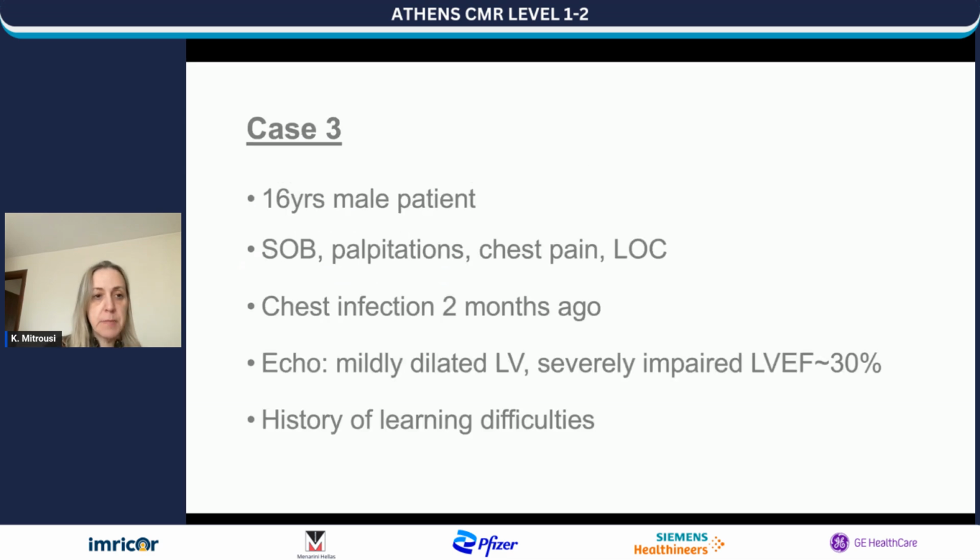The third case is about a 16-year-old male patient with shortness of breath, palpitations, chest pain, and episodes of loss of consciousness after suffering from a chest infection 2 months ago. His echo showed a mildly dilated LV, severely impaired LV ejection fraction of around 30%, and the patient has a history of learning difficulties in the spectrum of autism.